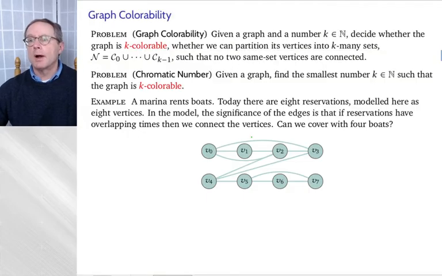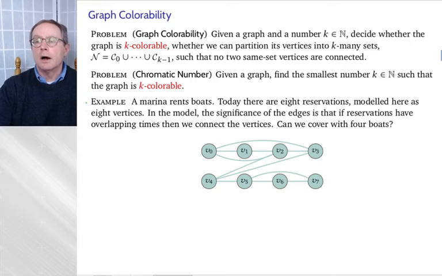Some more graph problems, I just tried to group the problems together in some way, and I didn't want to do alphabetical, so I grouped them into graph problems first. So some more graph problems are graph colorability. Given a graph and a number k, decide whether the graph is k colorable. That is, can we partition the vertices into k many sets where no two vertices in the same set are connected. And the related problem is, given a graph, find the smallest number k such that the graph is k colorable.